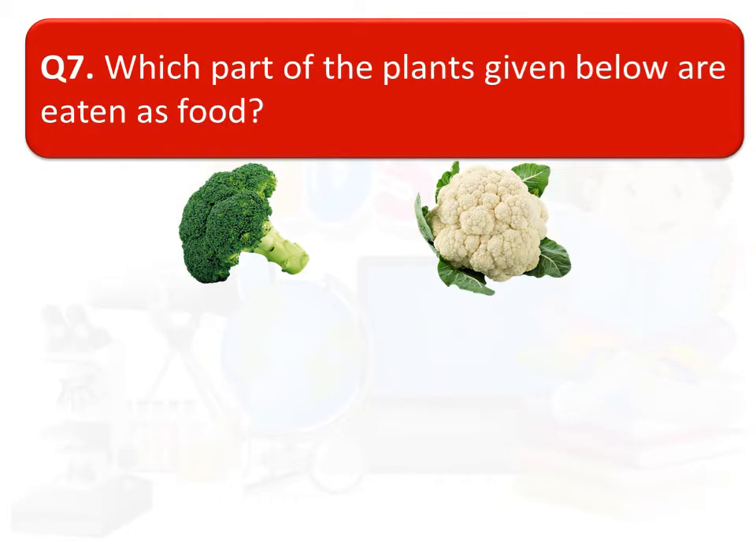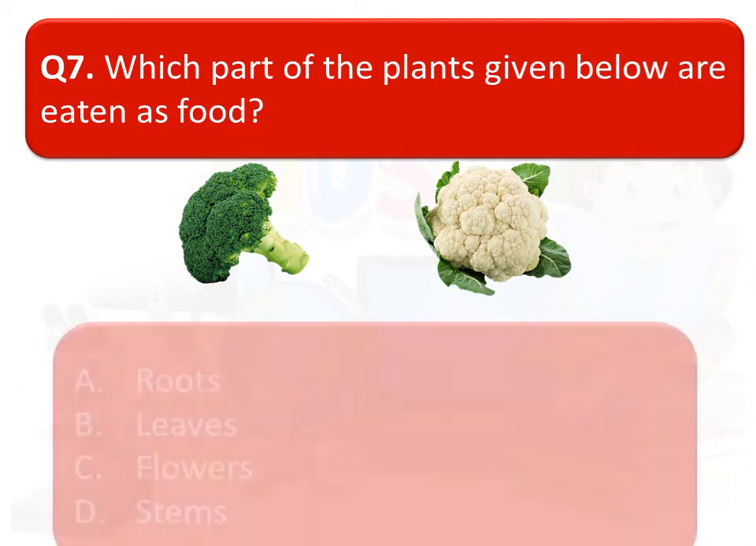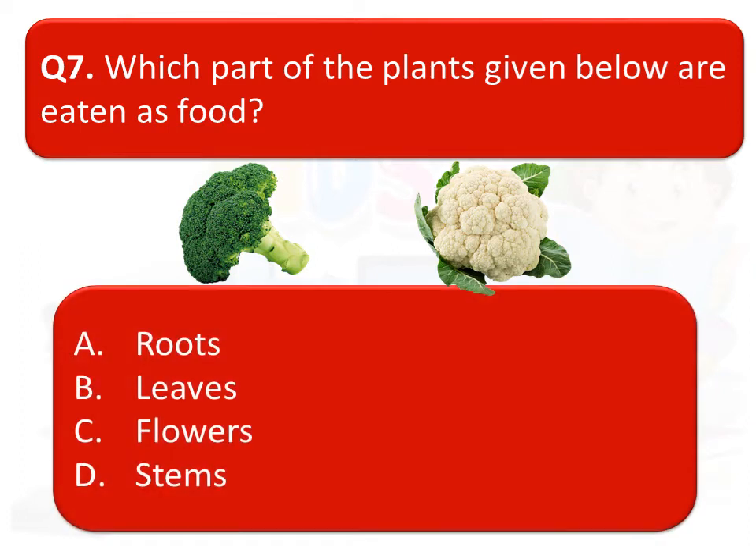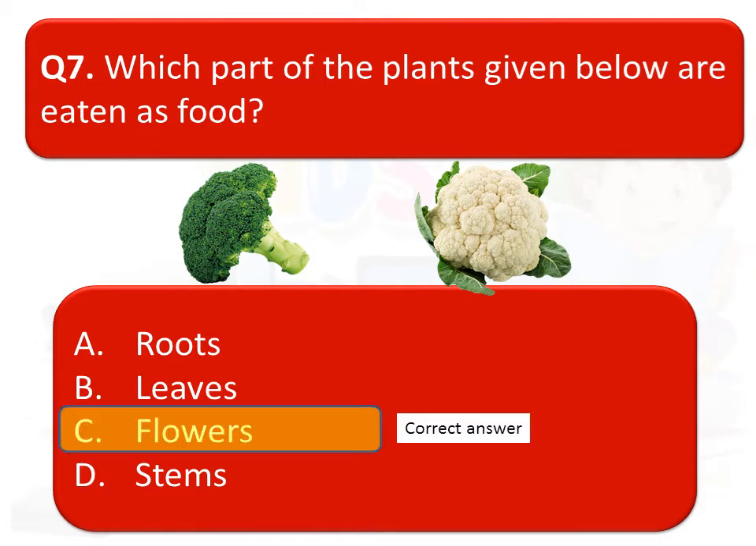Which part of the plants given below is eaten as food? Look at the images. Yes, this is broccoli and cauliflower. Options are roots, leaves, flowers or stems. And the correct answer is flowers.